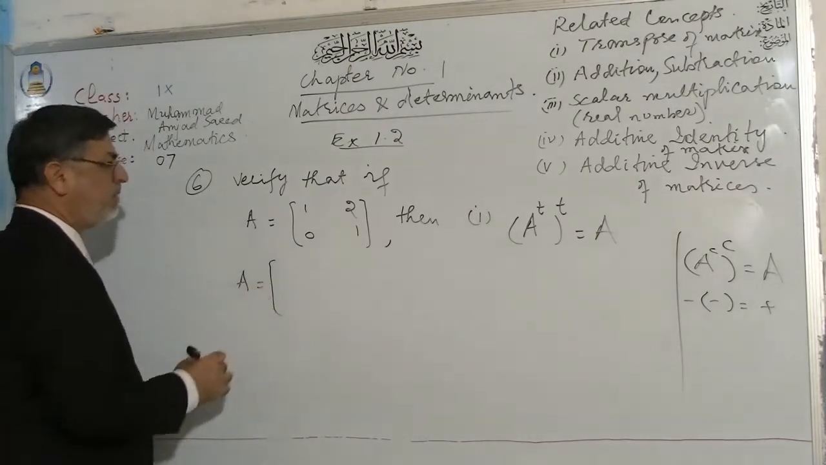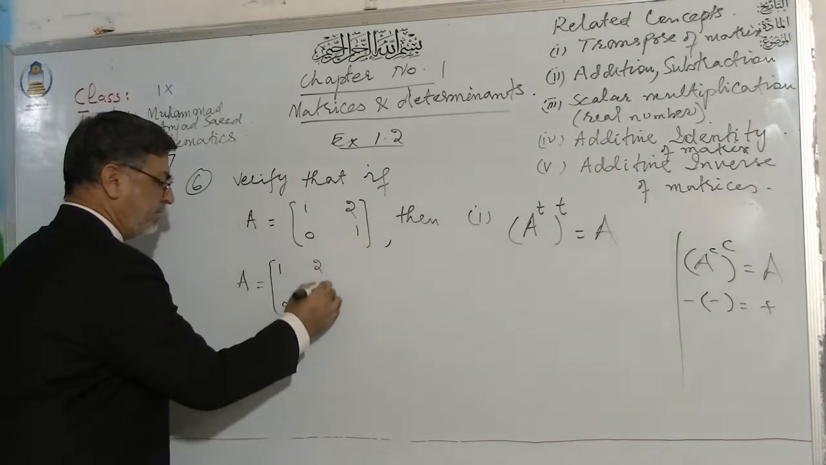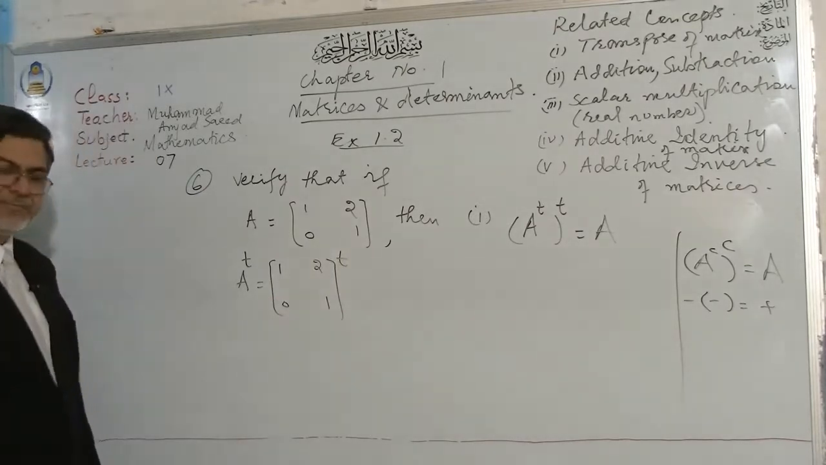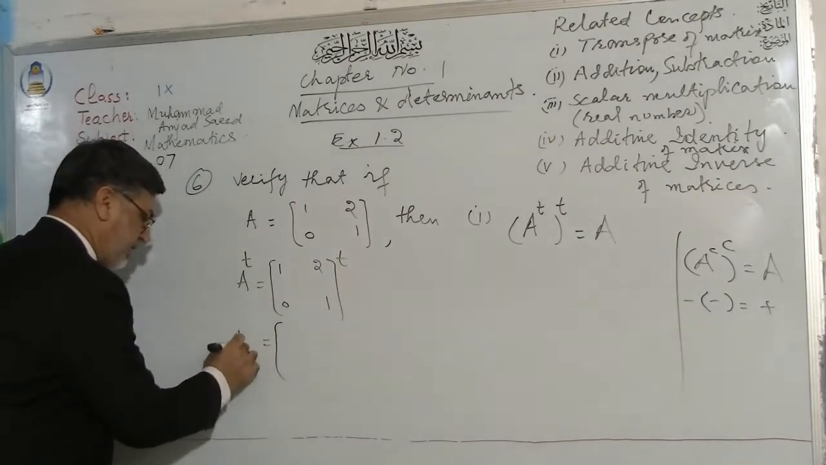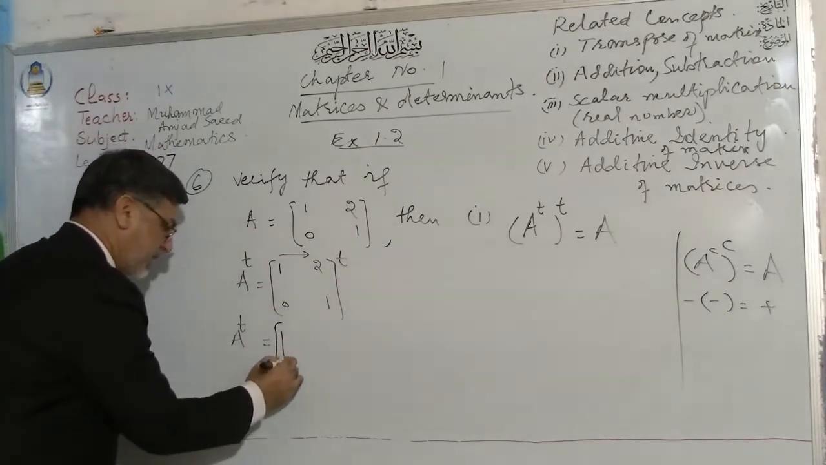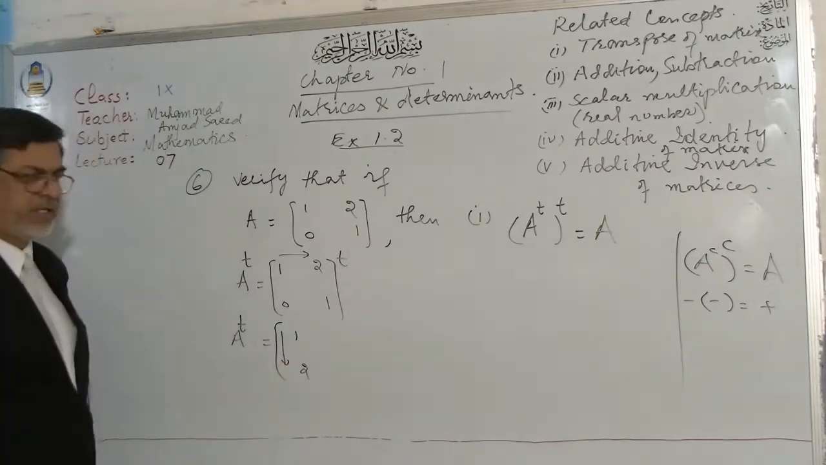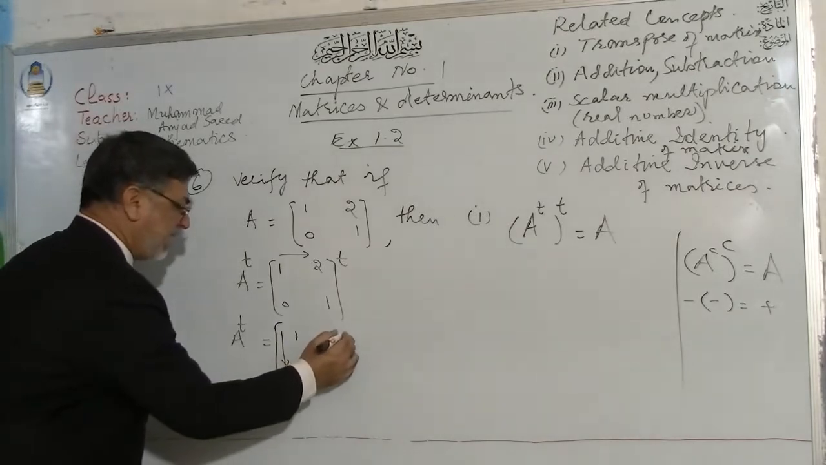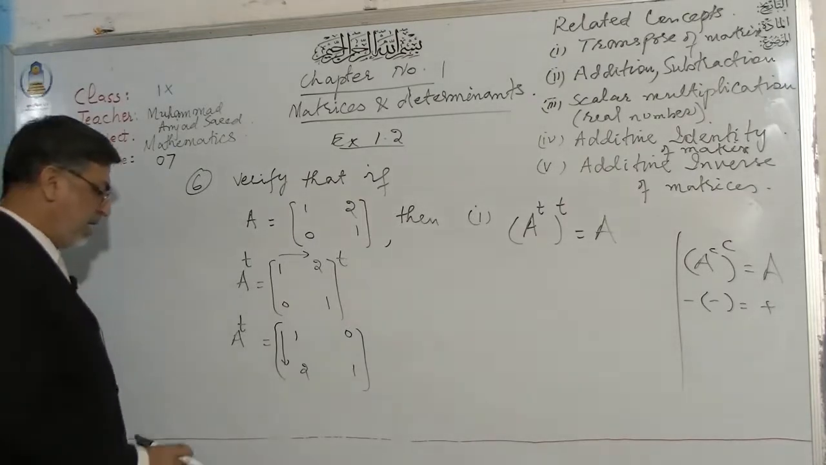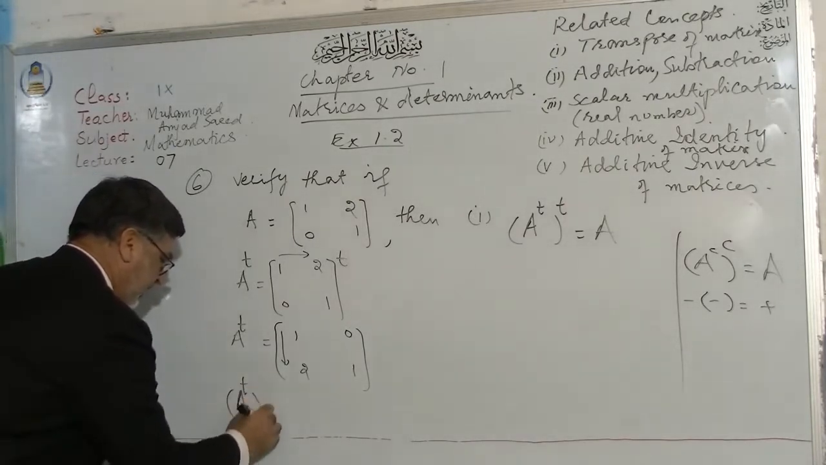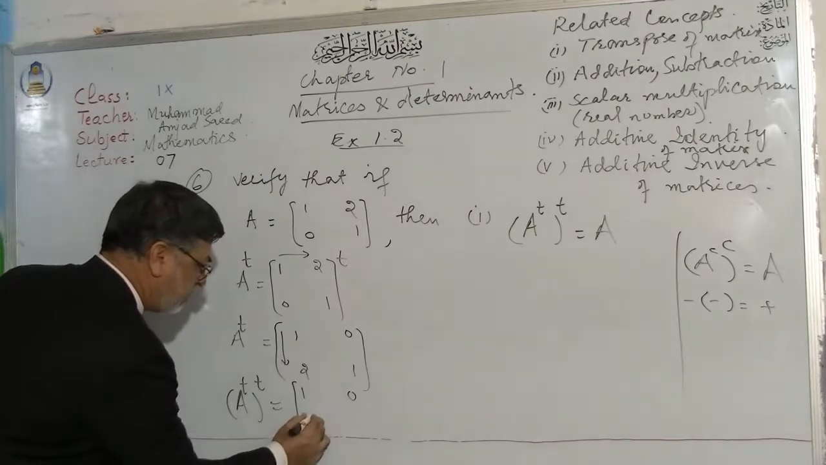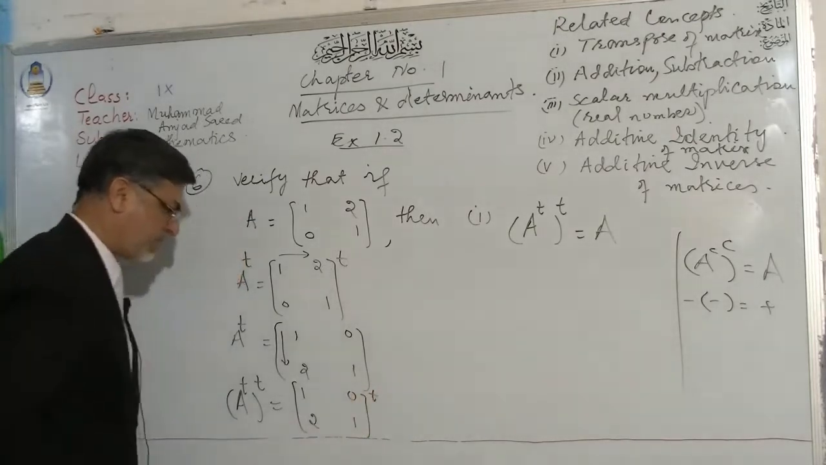Now A is equal to 1, 2, 0, 1. Taking transpose on both sides, interchange rows into columns. First row will become first column, that is 1 and 2. Similarly, second row becomes second column, 0, 1. So this is your transpose. Again, taking transpose on both sides, 1, 0, 2, 1, transpose.